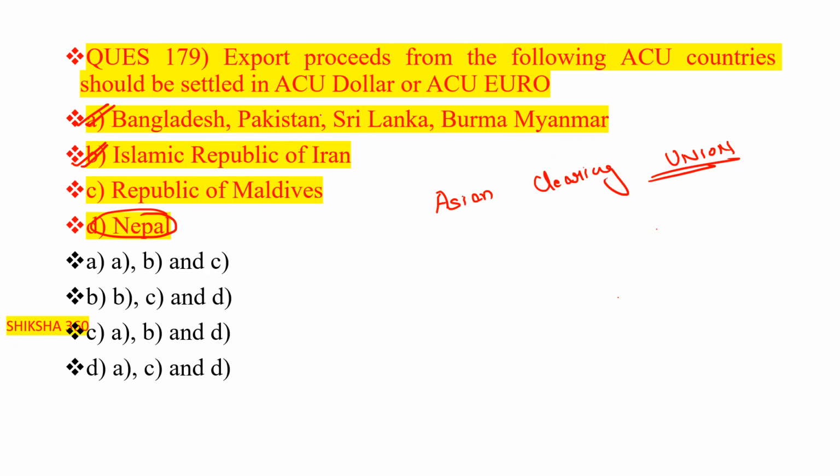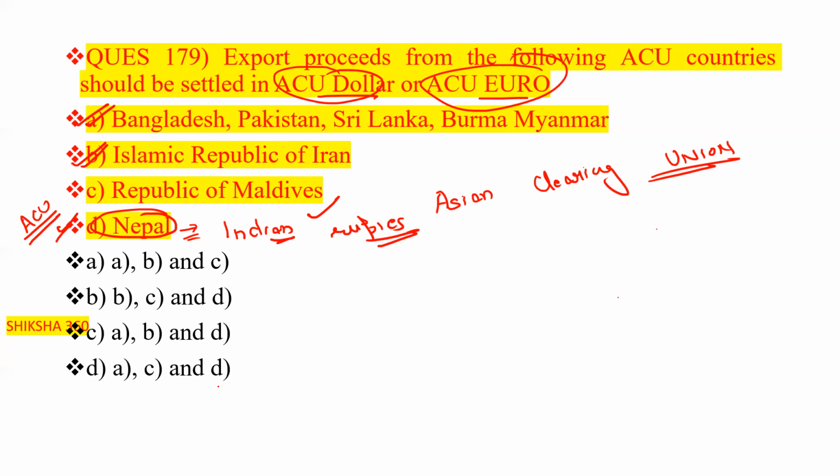In Nepal, settlement is not in ACU dollar or ACU euro; it is to be done in Indian rupees. They are asking whether settlement should be in ACU dollar or ACU euro. Nepal is part of the Asian Clearing Union, but it is exempted from ACU dollar and ACU euro. In that, the transaction is to be settled in Indian rupees.